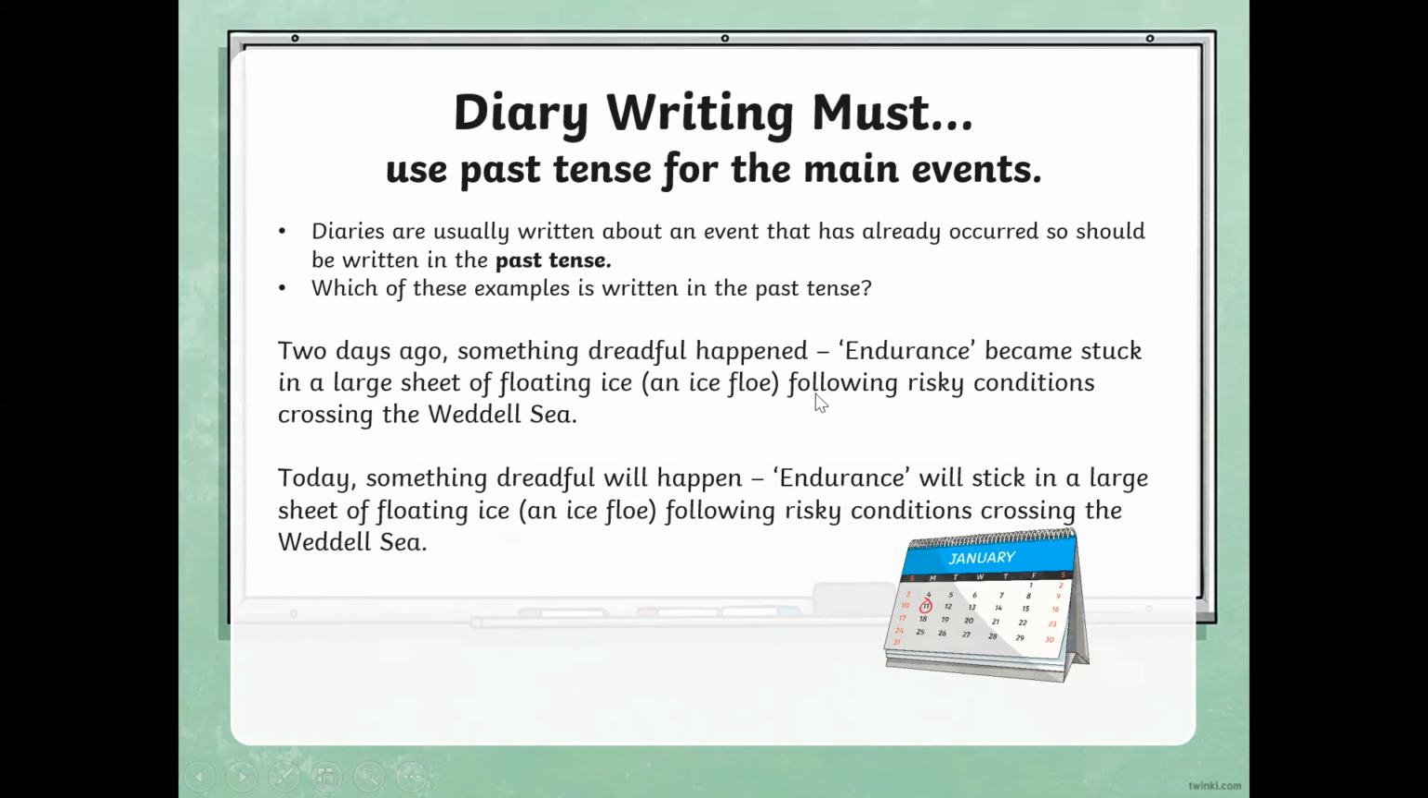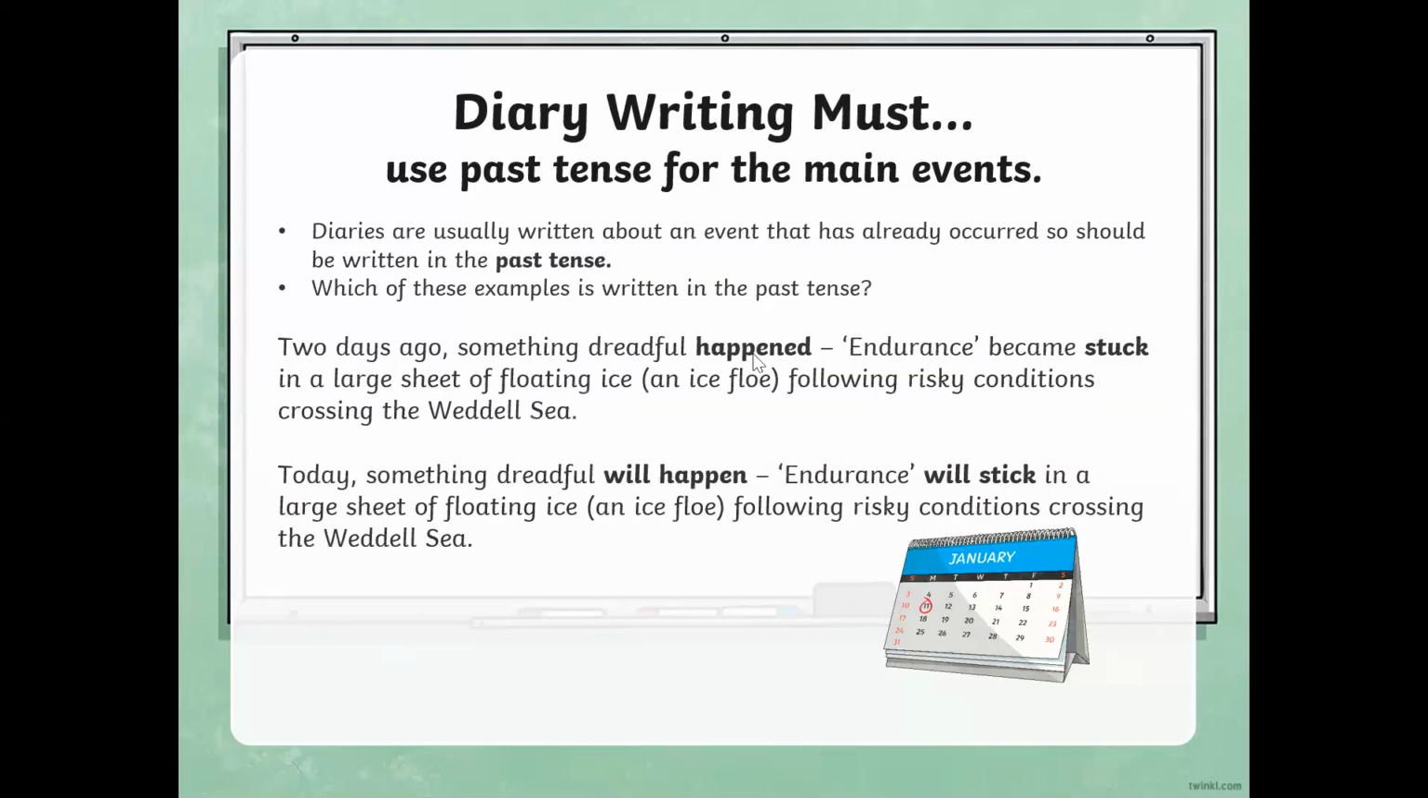So imagine the person's writing about their day. They're getting ready for bed. It's the end of the day, and they're describing what's already happened. Okay, something happened, stuck. These are past tense words.